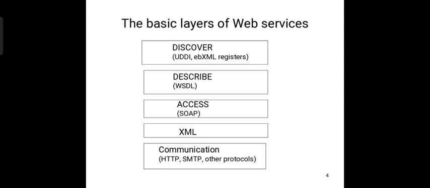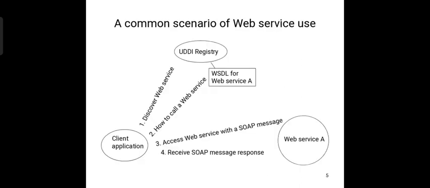SOAP is a protocol, Simple Object Access Protocol, and we use XML as a language. It is mainly used for creating content. For communication we can use protocols like HTTP, Hypertext Transfer Protocol, SMTP, Simple Mail Transfer Protocol, and other protocols like FTP and POP. These are the protocols used in the basic layers of web services.